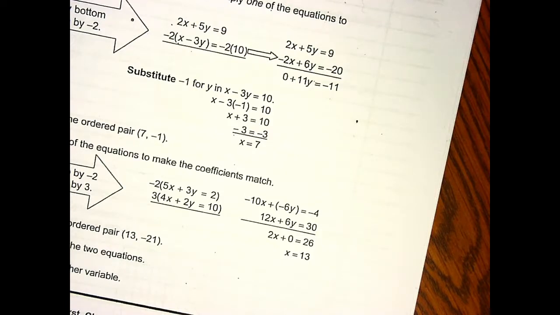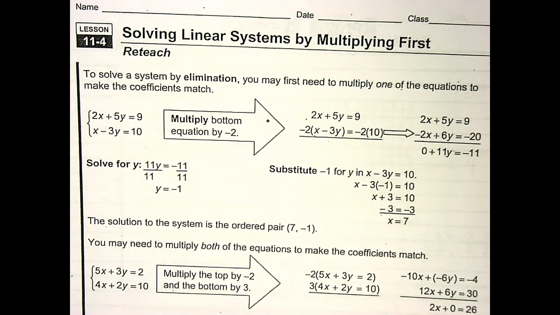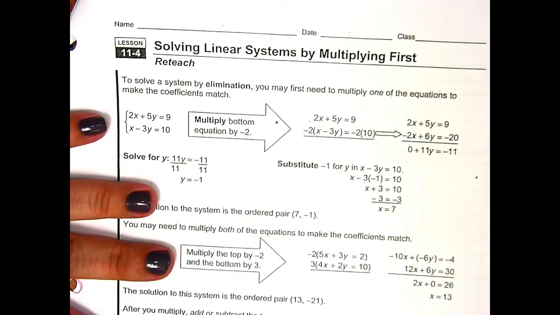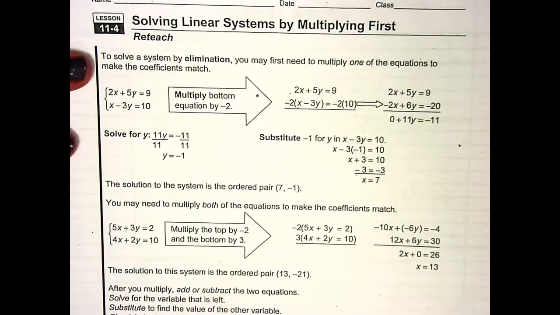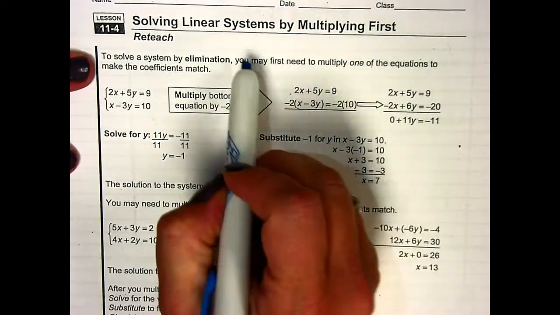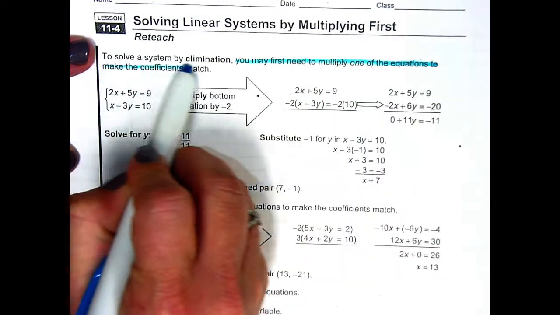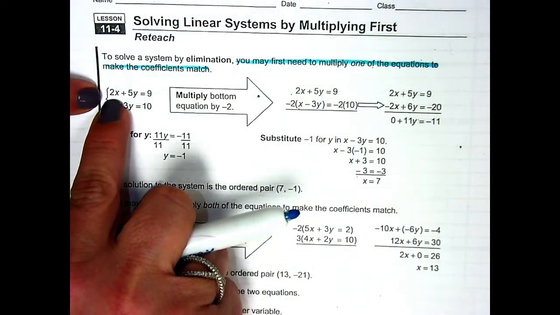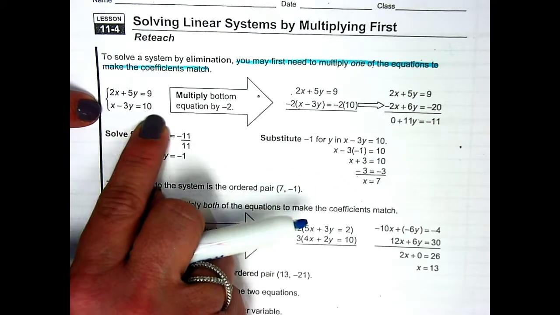All right, good afternoon. These are going to be your notes for 11-4, solving linear systems by multiplying first. This is kind of a continuation of what we did on Friday. It's the elimination method, but this time you may first need to multiply one of the equations to make the coefficients match. So with this system, 2x plus 5y equals 9 and x minus 3y equals 10.